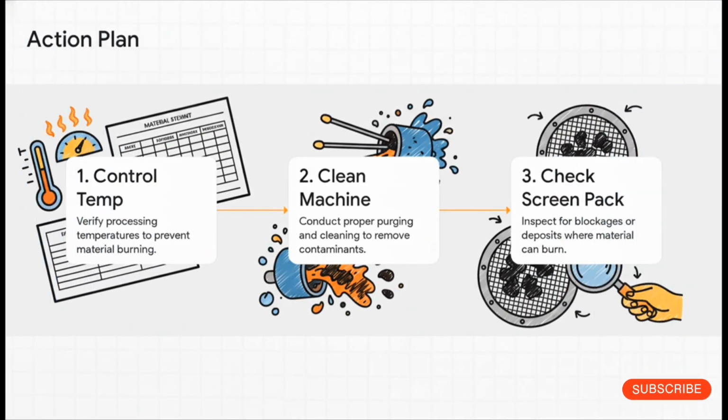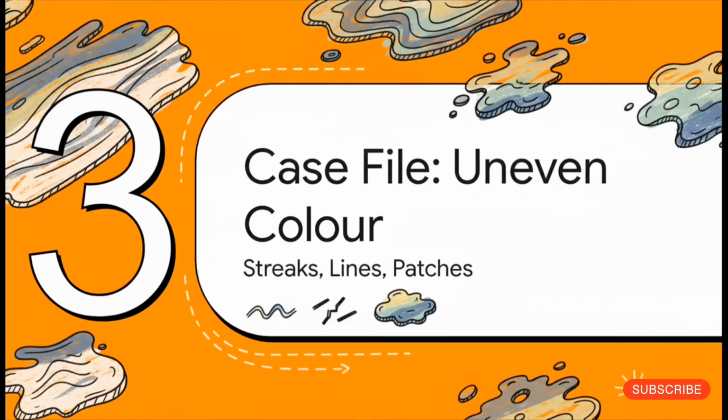So here's your action plan. First things first, control that temperature. Go and check your settings against the material datasheet. Second, if the problem is still there, it's time for a deep clean. A really good purge will get rid of that degraded gunk. And finally, go check your screen pack for any blockages where material could be sitting around for too long and just burning.